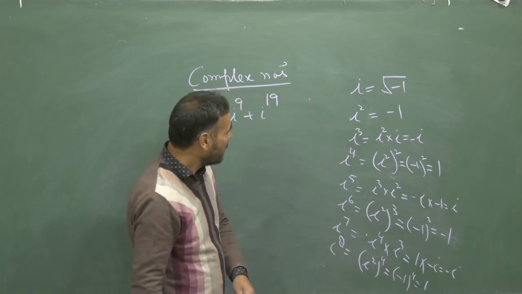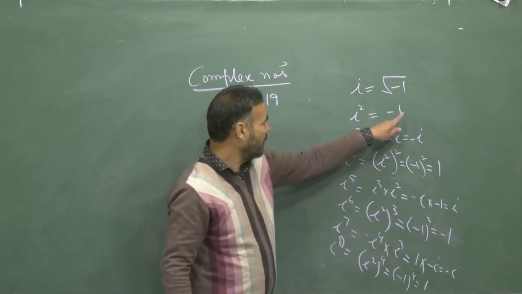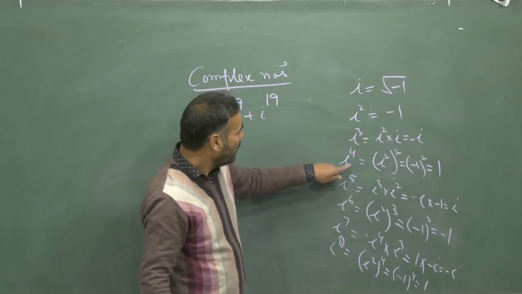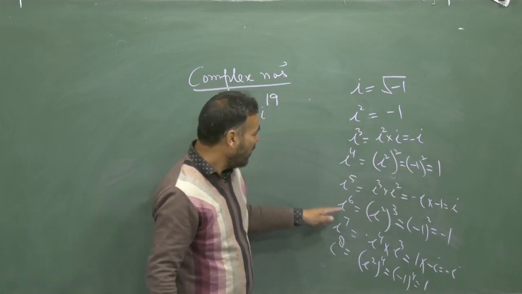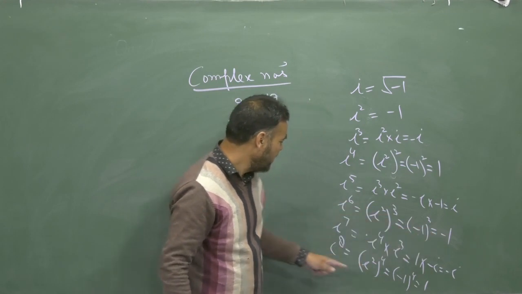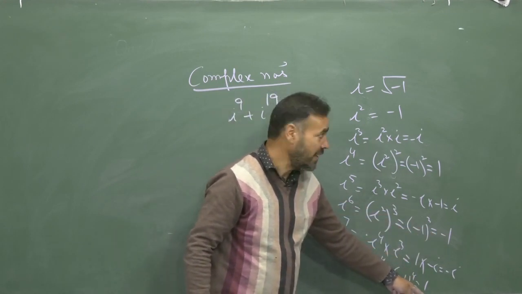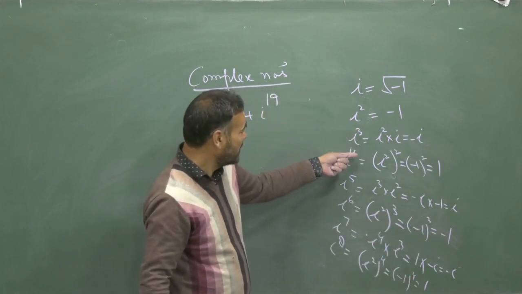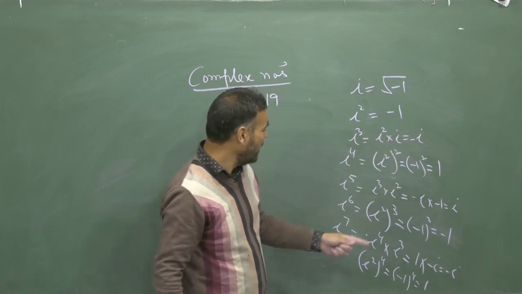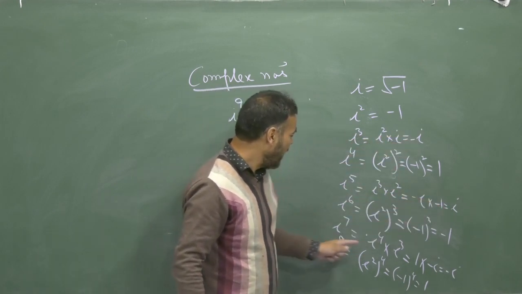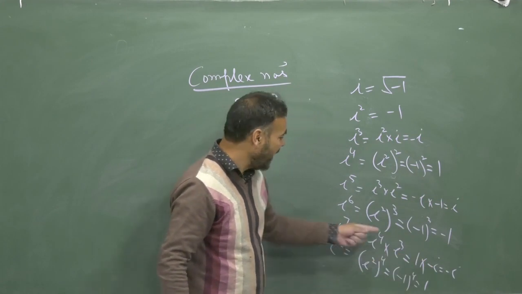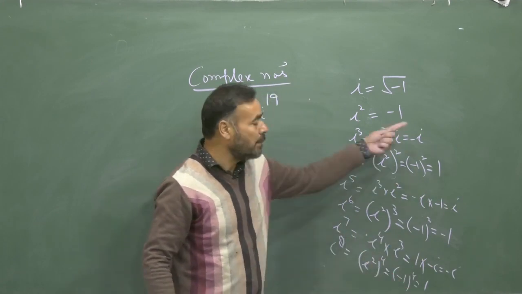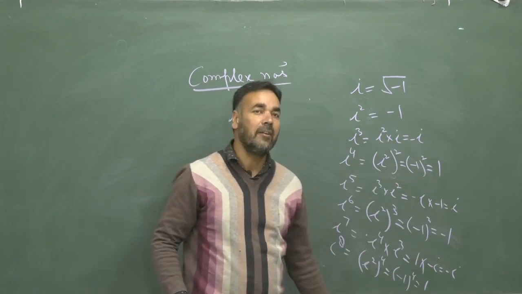Now you can check. Iota square is equal to -1. Iota 4 is equal to 1. Iota 6 is equal to -1. Iota 8 is equal to 1. And when you take the odd powers, iota cube is minus iota, iota 5 is iota, iota 7 is minus iota, iota 9 will be iota, iota 11 will be minus iota, and iota 13 will be iota.